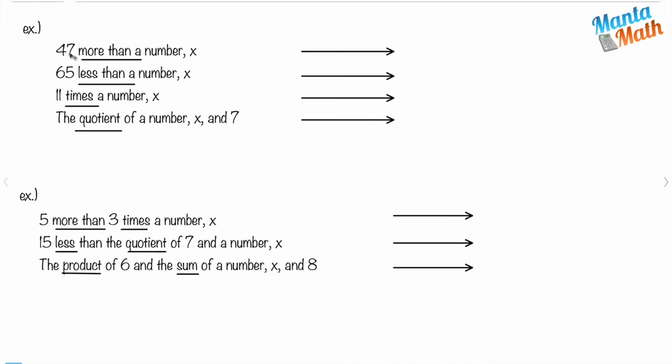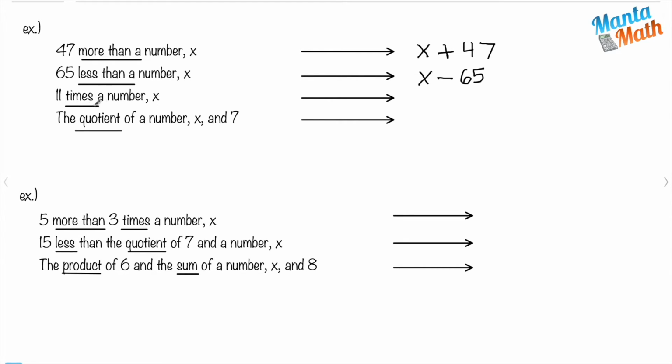The first one says 47 more than a number x. More than indicates this is going to be an addition problem. This is going to look like x, your variable, plus your number 47, since it's 47 more than your number x. The next one says 65 less than a number x. Less than indicates a subtraction problem, and since you're taking 65 away from your number x, it's going to look like x minus 65.